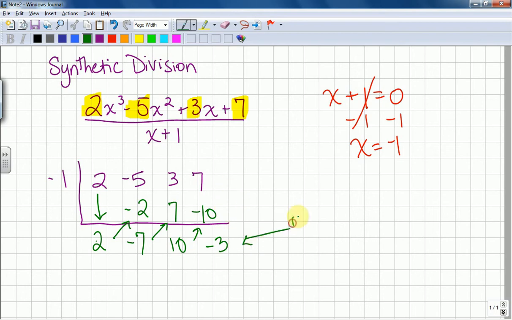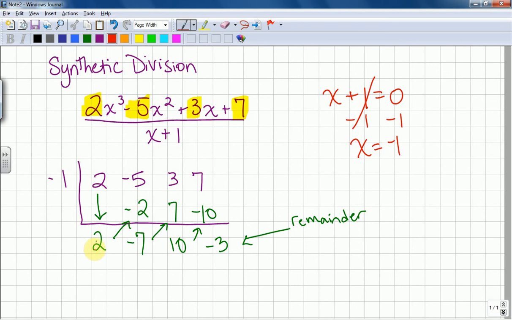This last number here, it's our remainder. So just like you would typically do long division problems and you might have a remainder, you can have remainders with synthetic division. Now if I wanted to write out this answer as to what my answer would be after divided, what is 2x cubed minus 5x squared plus 3x plus 7 divided by x plus 1? That answer actually starts with 1 power less than what you had in your original problem. So since I had x cubed, I'm going to start with x squared.